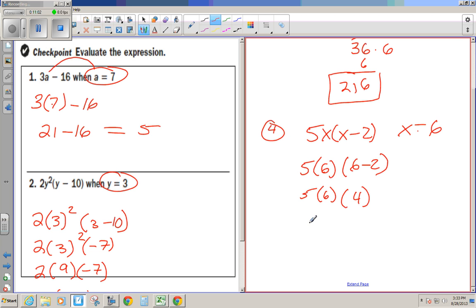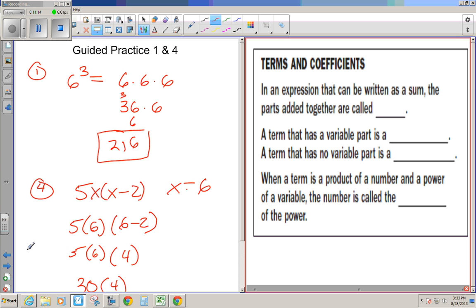Now multiply from left to right. 30 times 4, 120. So don't forget to do the rest of those guided practices. All right, terms and coefficients.